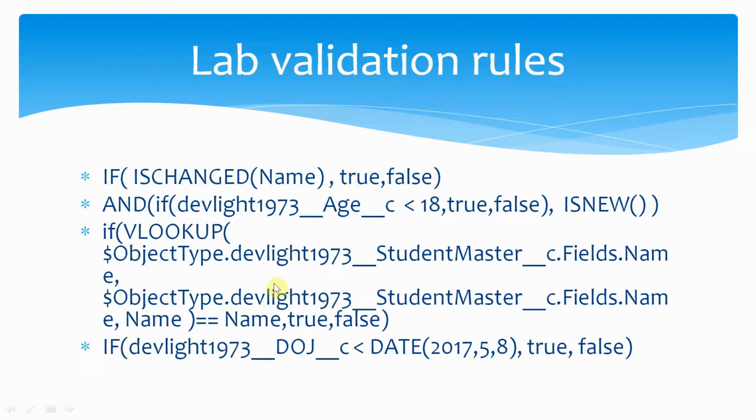And then VLOOKUP is for comparing if the field exists already. So first you pass the field that you want to check, and then you check whether that column name exists anywhere in the table. Otherwise it is going to return true or false. And the last one also checks for date. So these are some expressions. So let's look at this in action.